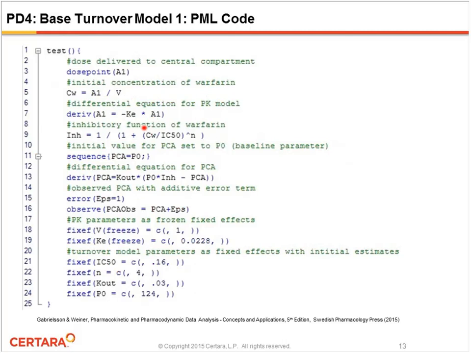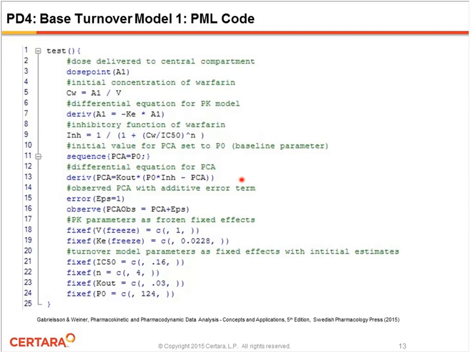As discussed in the introductory slides, the inhibitory function of warfarin is 1 divided by 1 plus CW divided by IC50 raised to the power N. We then set the initial value for PCA to P0. You can think of this as a baseline parameter. So that's using the sequence statement. We say PCA equals P0 at the start. Then the differential equation for PCA, we showed the derivation in the slides. The PCA equals K out times P0 times the inhibitory function minus PCA.